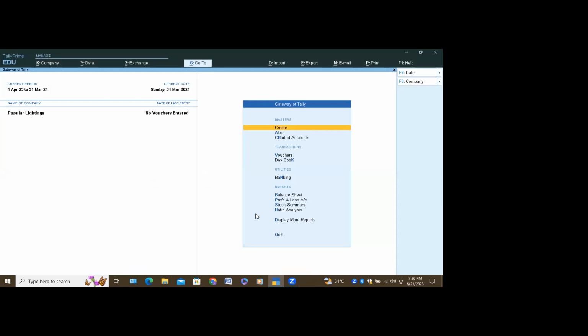Ma'am, the company which we created yesterday was not available, ma'am. Why is it not available for you? Every time you are telling the same thing. Ma'am, I asked Kiran sir, ma'am. He said that in education mode it is not available. Once you close the app, all the data will be erased, he said. But how is Popular Lightings available?